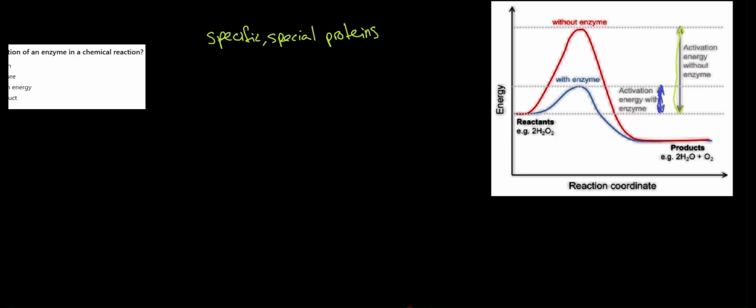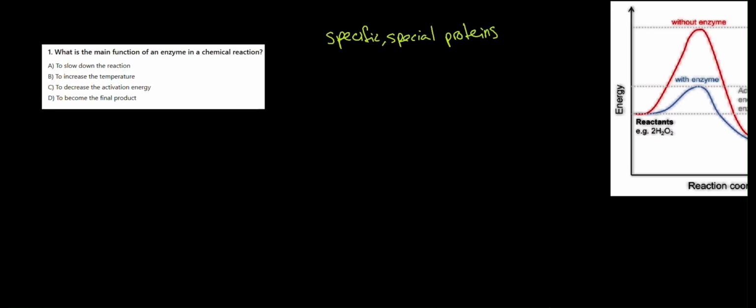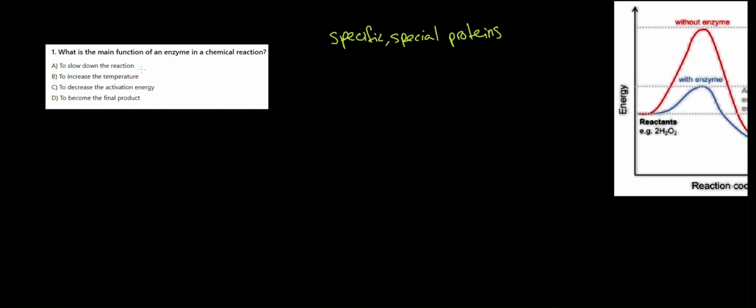So back to the question. It says, what is the main function of an enzyme in a chemical reaction? Well, let's read the choices now that we reviewed very quickly what an enzyme does. A, to slow down the reaction. Well, no, that's the complete opposite, in fact. Enzymes speed up the reaction. So A, we can safely eliminate. B, to increase the temperature. Well, no, we really never talked about increasing temperatures. Enzymes do not increase the temperature, so we can eliminate B.